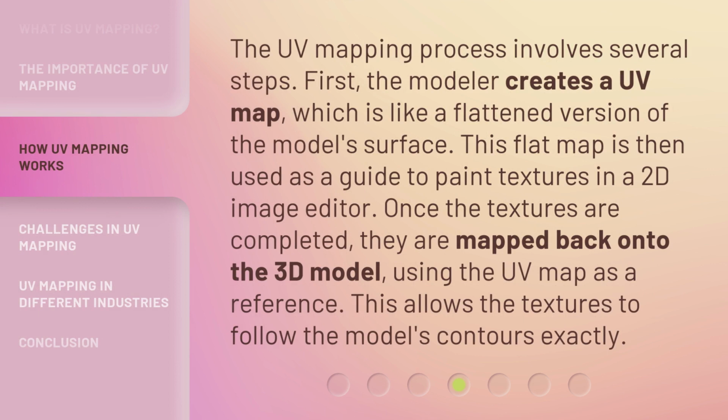The UV mapping process involves several steps. First, the modeler creates a UV map, which is like a flattened version of the model's surface. This flat map is then used as a guide to paint textures in a 2D image editor. Once the textures are completed, they are mapped back onto the 3D model, using the UV map as a reference. This allows the textures to follow the model's contours exactly.